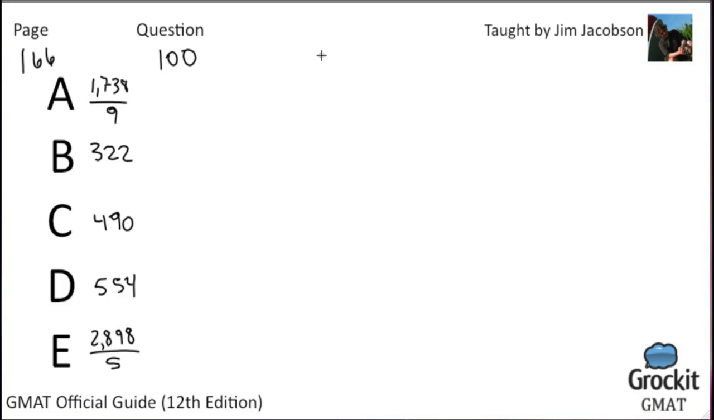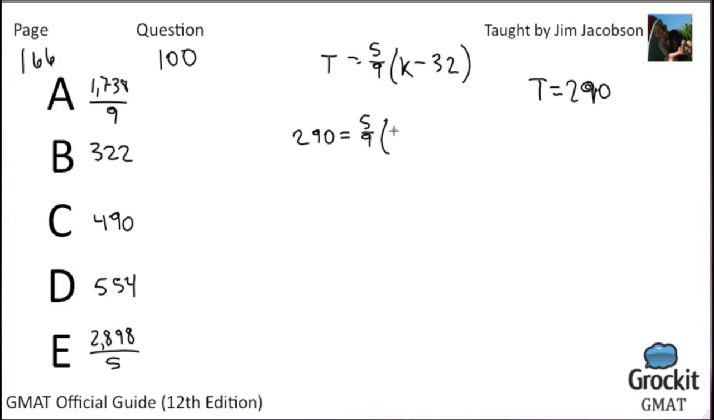Okay. So 2 formulas, 2 variables, and we're able to substitute one. T equals 5/9 of k minus 32. And we also have a second equation, t equals 290. So we can substitute this value of t into our previous equation here. So 290 equals 5/9 of that quantity, k minus 32.